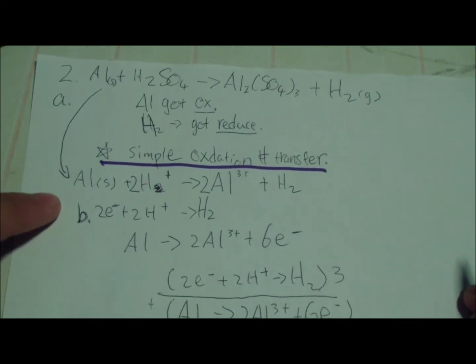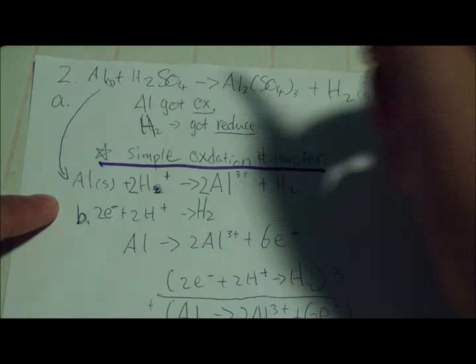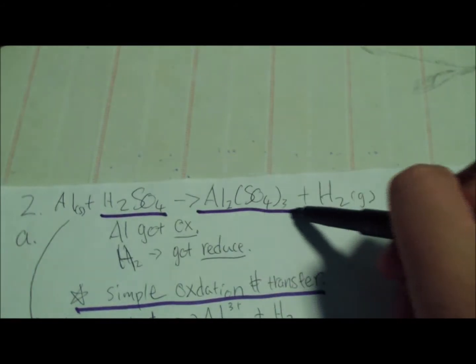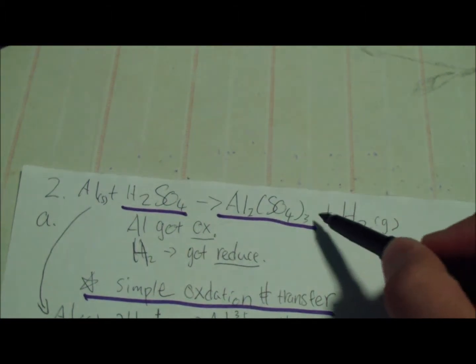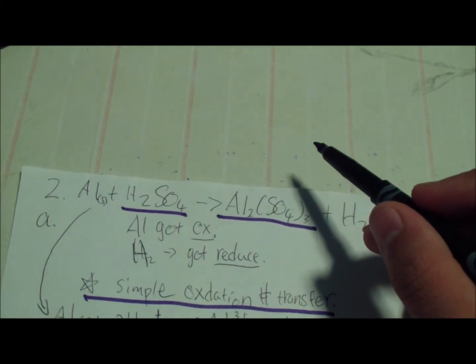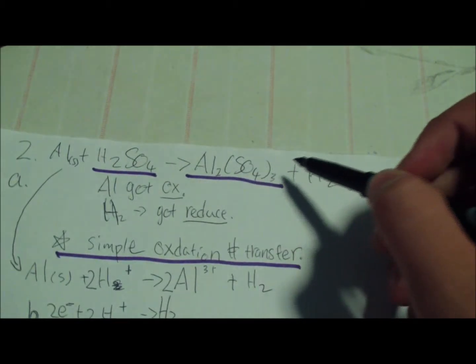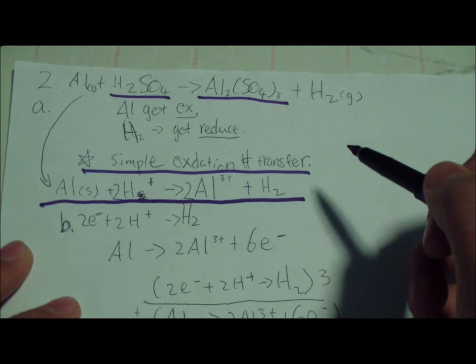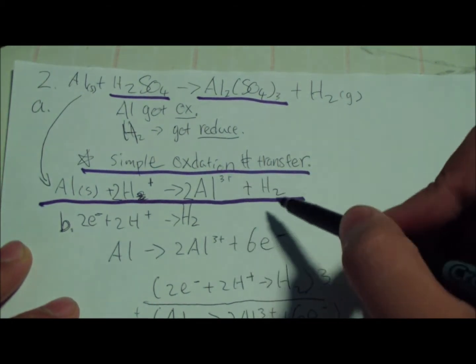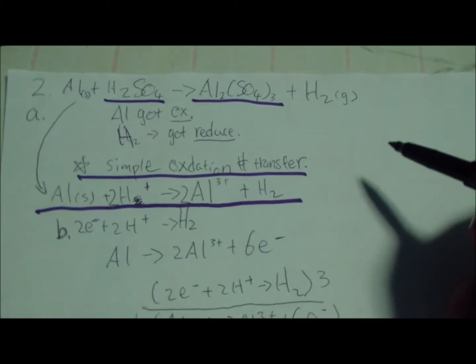The last part of step 1 is to make sure you know that both of these are soluble in water. Those are aqueous. And SO4 and SO4 can cancel out. And once SO4 cancels out, you're left with Al plus 2H plus goes to 2Al3 plus H2.